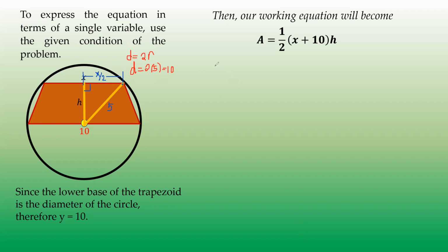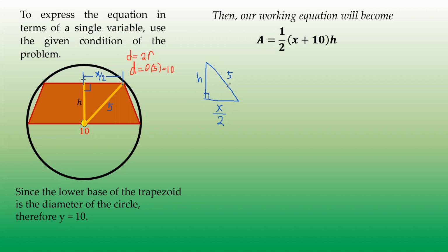Let me flip this. So, this is the right triangle. This is x over 2. This is the height, h. This is the 5.